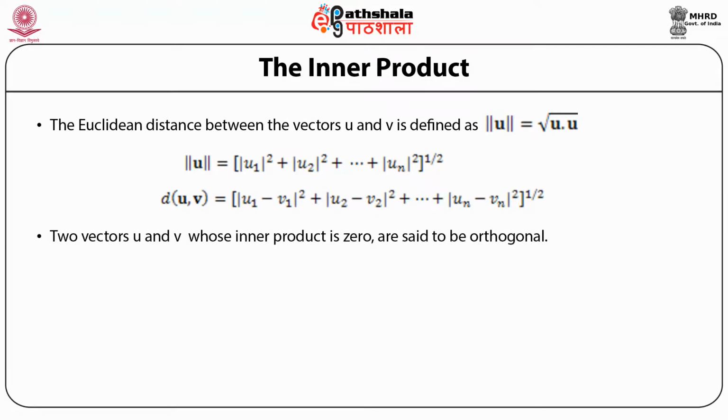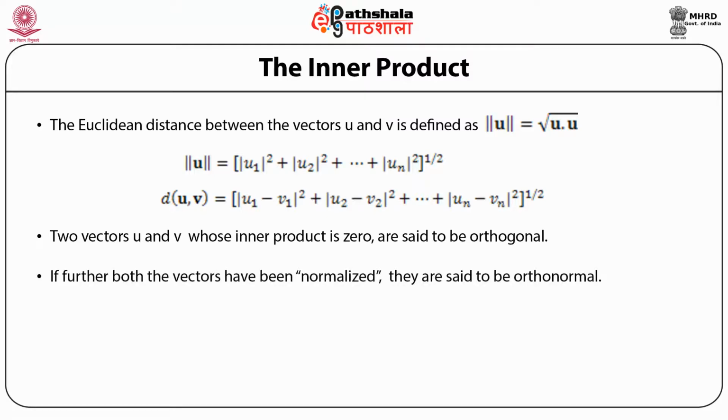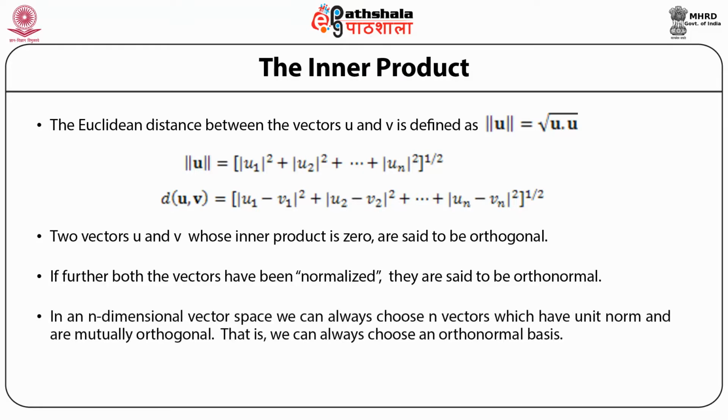Two vectors U and V whose inner product is 0 are said to be orthogonal. If further, both the vectors have been normalized, they are said to be orthonormal. In an n-dimensional vector space, we can always choose n vectors which have unit norm and are mutually orthogonal. That is, we can always choose an orthonormal basis.